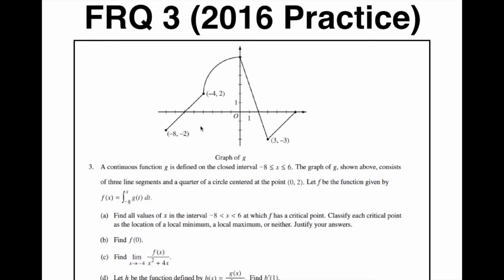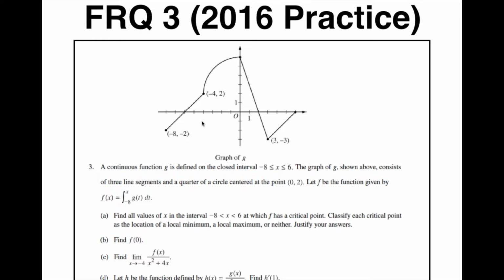Now, it's interesting this year because for the first time L'Hôpital's rule is part of the AP Calculus AB exam, and they actually placed a question in this FRQ where we need to use L'Hôpital's rule. So it's particularly interesting to see how they will use it.